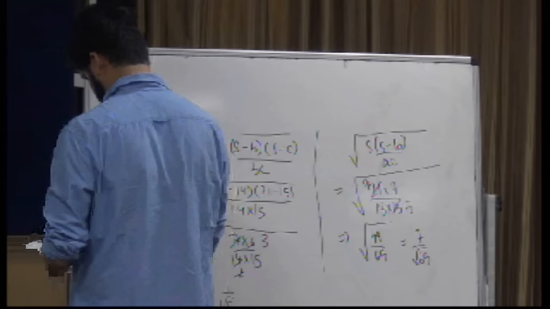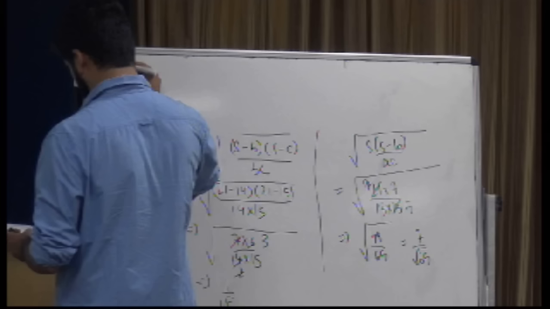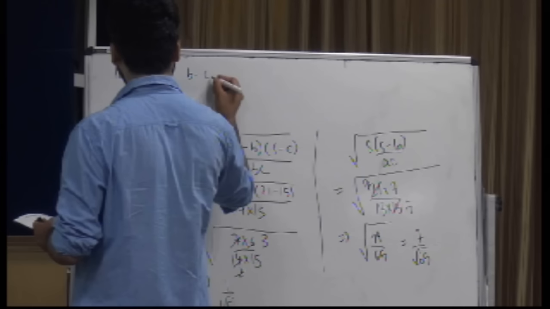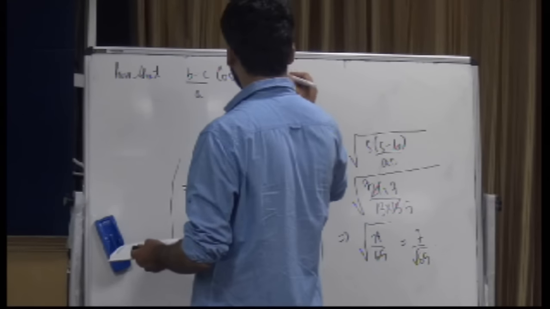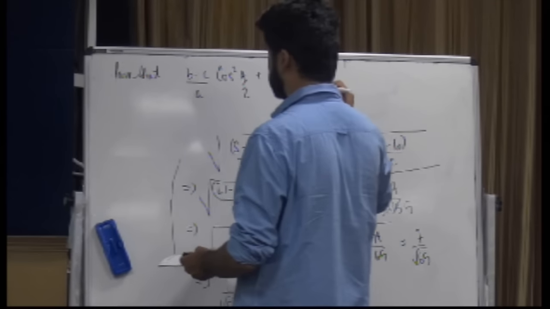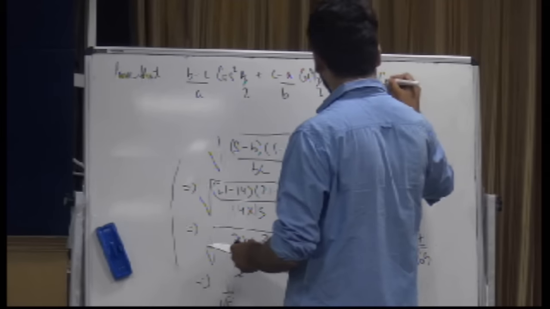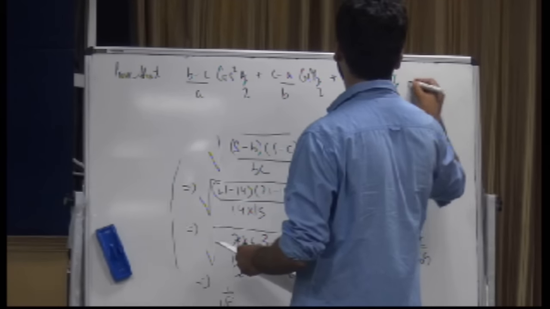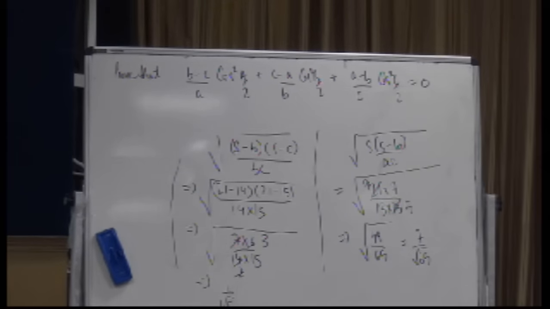So prove that (b minus c) upon a cos square A by 2, plus (c minus a) upon b cos square B by 2, plus (a minus b) upon c cos square C by 2 is equal to 0. Prove this thing.